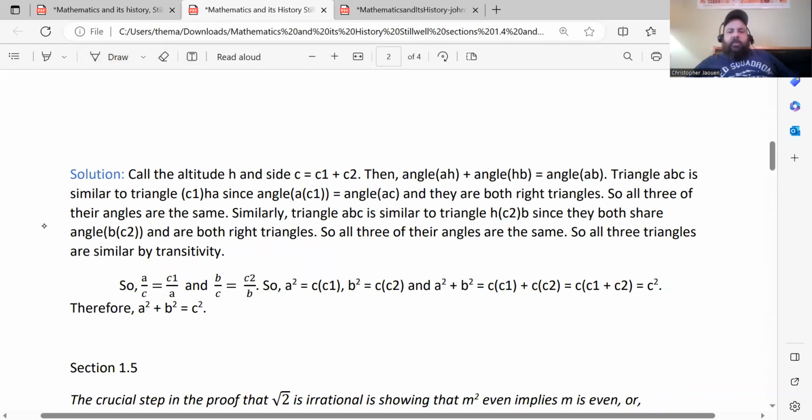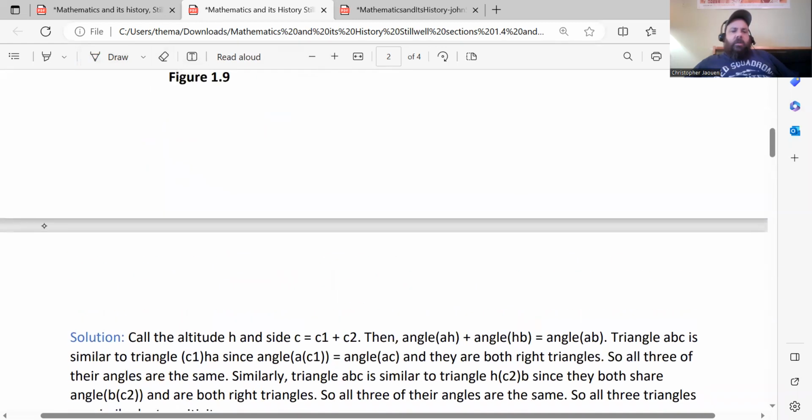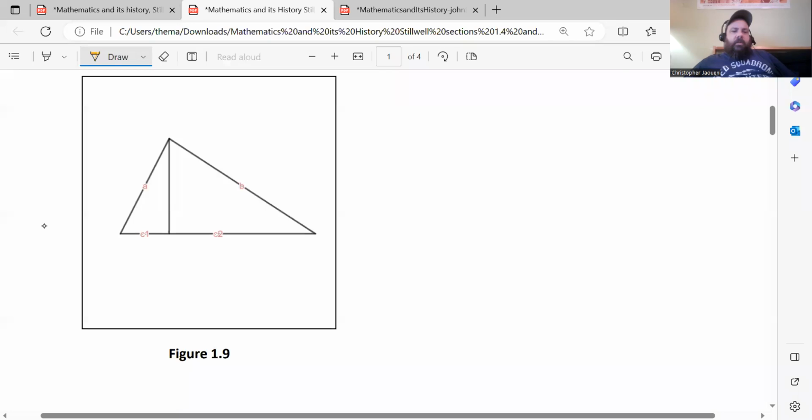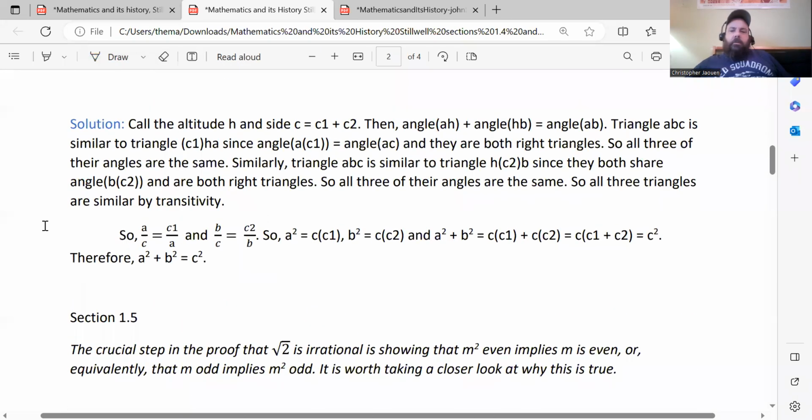Similarly, the triangle ABC is similar to triangle HC2B, since they both share angle BC2. So in other words, this triangle and this triangle share this angle, and they're both right triangles, so all three of their angles have to be the same, therefore they're similar triangles. So all three triangles are similar by transitivity. That means that A over C is equal to C1 over A, and B over C is equal to C2 over B. That's just the property of similar triangles.